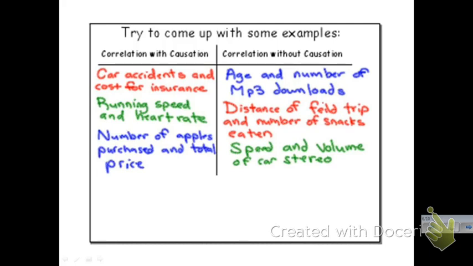Distance of field trip and number of snacks eaten. Now, probably the longer your trip is, the more likely you are going to eat more snacks. But eating snacks is not caused by the distance of the field trip. And then speed and volume of a car stereo, we can see that speed is not caused by volume, or vice versa, volume is not caused by speed.